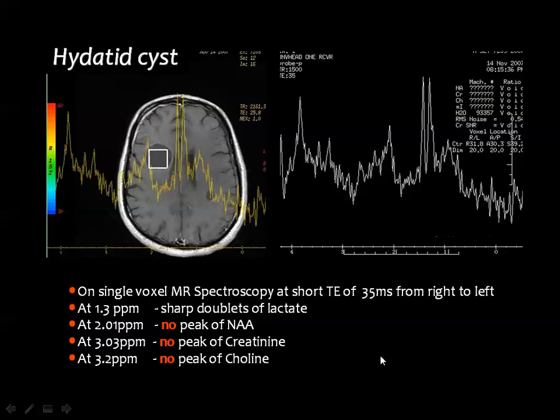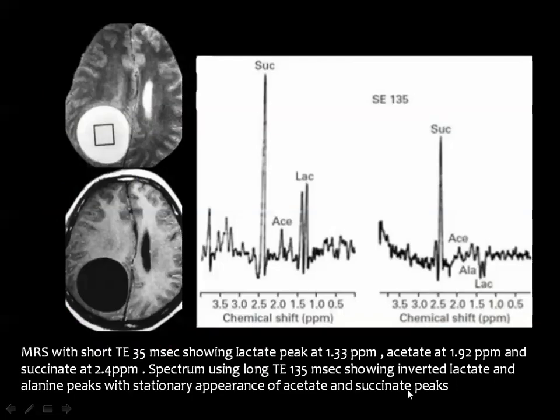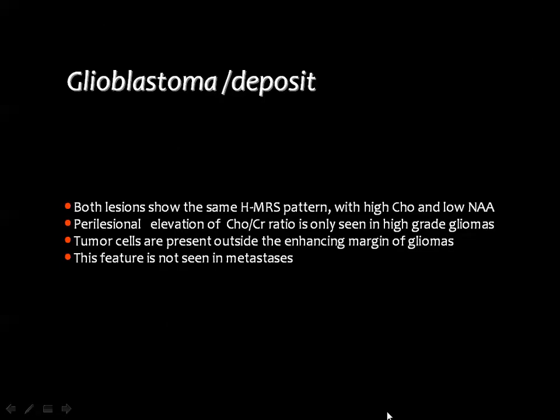Then you get some peak of lactate, which is the doublet peak, indicating that you are dealing with a cystic lesion or an abscess. Then this is also the spectrum of hydatid cyst. And you get succinate, you get acetate, and you get the doublet peak of lactate.